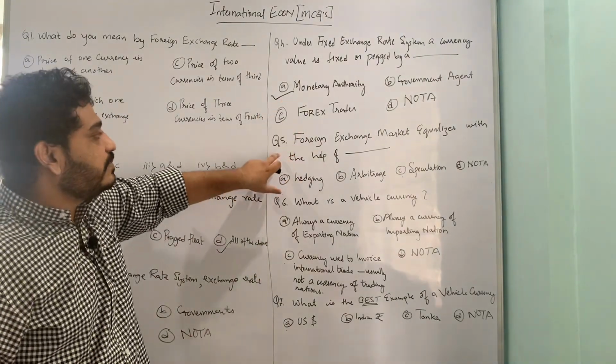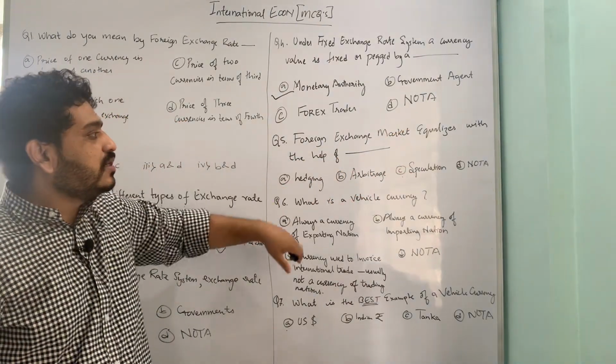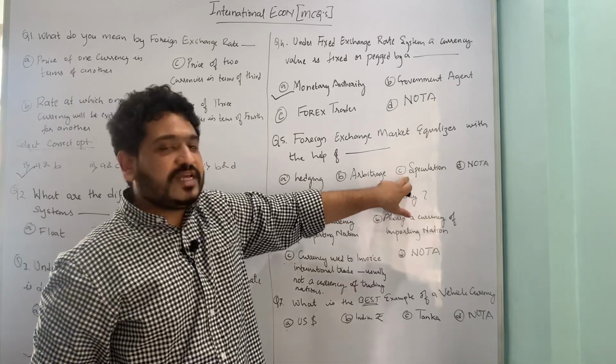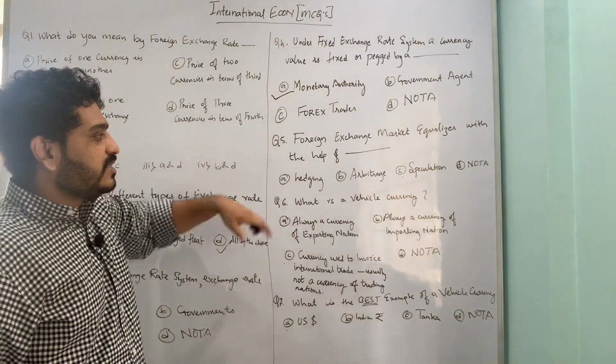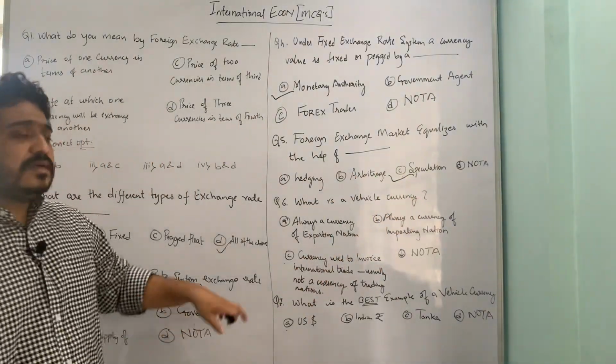Let us move to the fifth MCQ. Foreign exchange market equalizes with the help of what? A hedging, B arbitrage, C speculation, and D none of the above. So here foreign exchange markets equalize with the help of speculation. That is the correct answer.